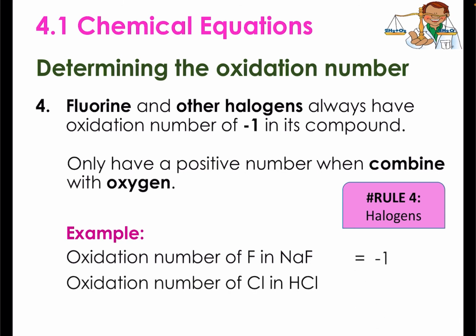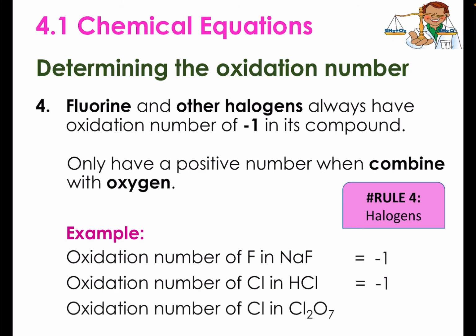Same here for Cl in HCl. So saya nak oxidation number for Cl sahaja. So elemen Cl mempunyai oxidation number negative 1 as well. But I got one more case where I want to determine the oxidation number for Cl in Cl2O7. And in this case, as you realize here, it is an exceptional case where, as I mentioned before, kalau halogen dia combine dengan oxygen, nilai oxidation dia akan berubah menjadi positive value. Dan dalam case ini, the answer is positive 7.